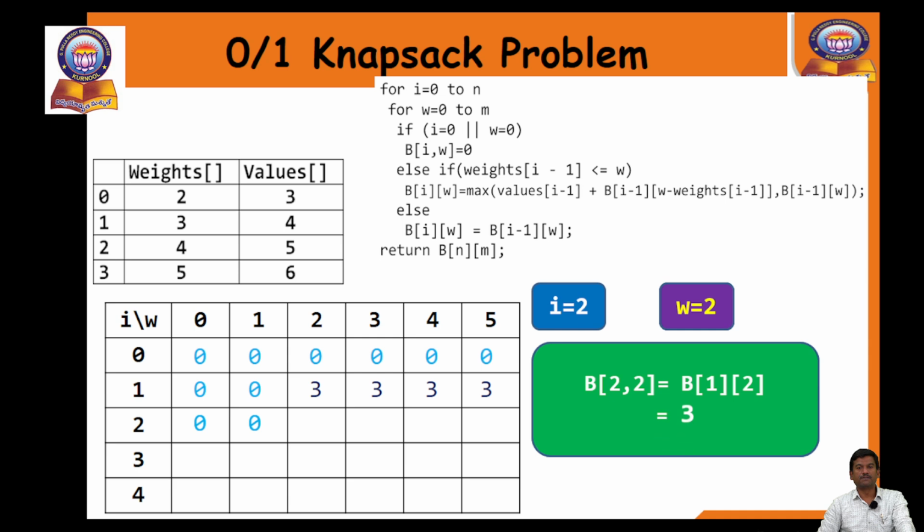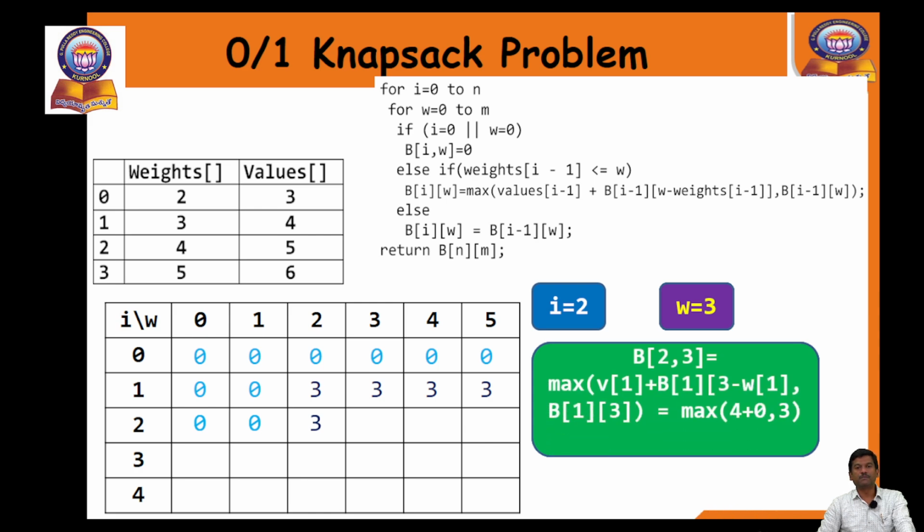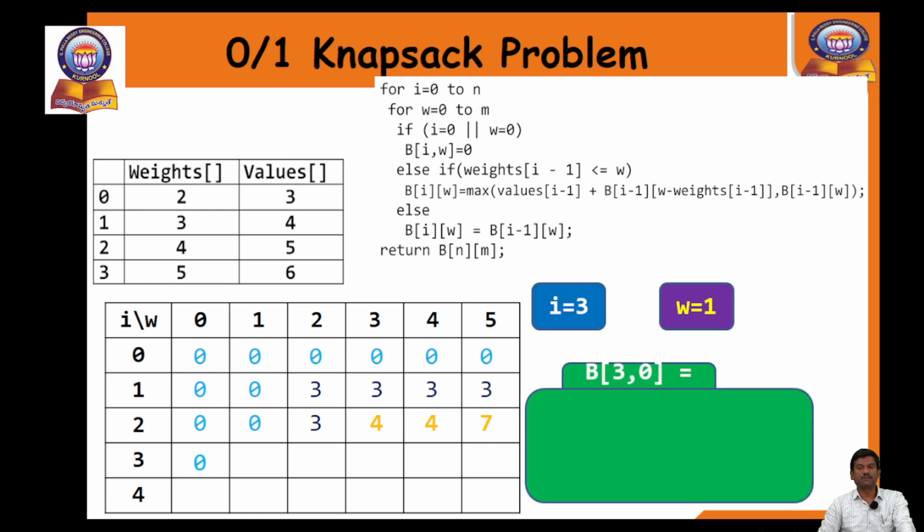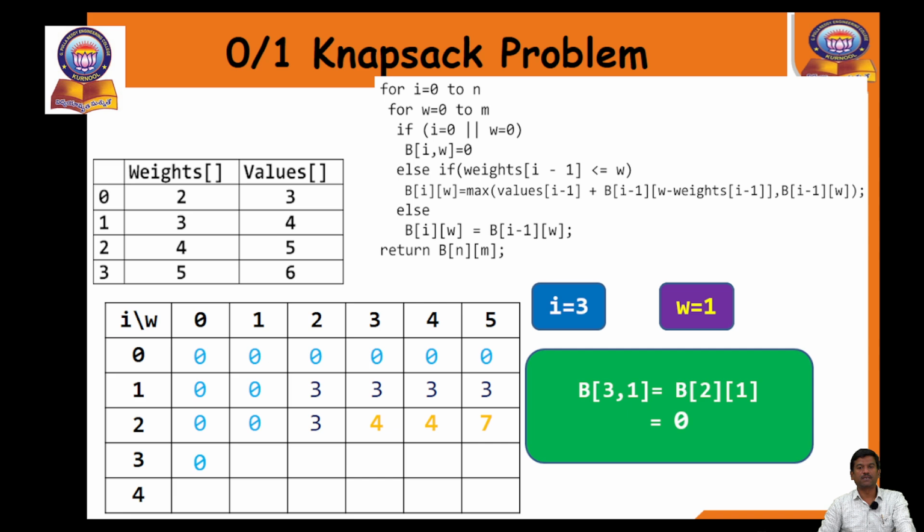That is, if either I is equal to 0 or W is equal to 0, then you'll be using B of I comma W is equal to 0. Similarly, if the weight of I minus 1 is less than or equal to W, then in such cases you will be using B of I comma W is equal to max of values of I minus 1 plus B of I minus 1 comma W minus weights of I minus 1, and B of I minus 1 comma W.